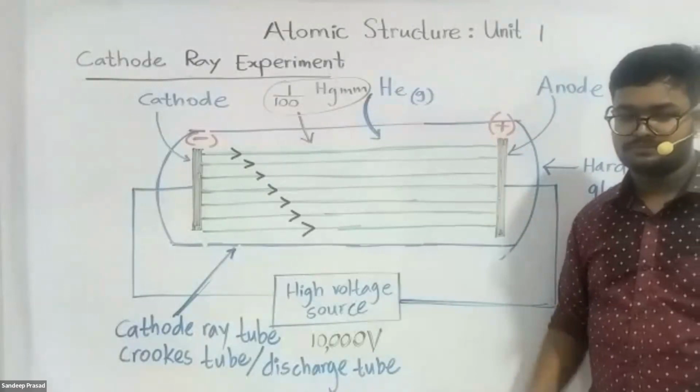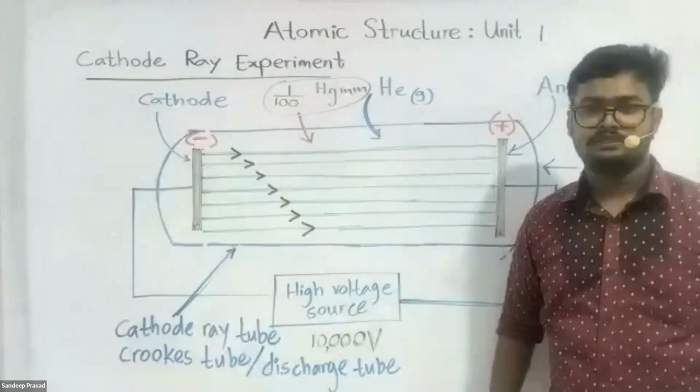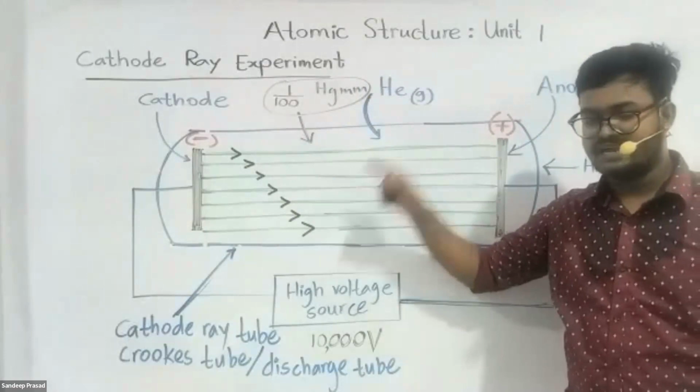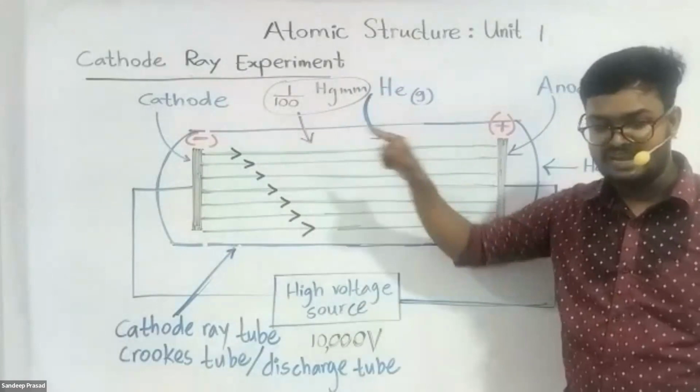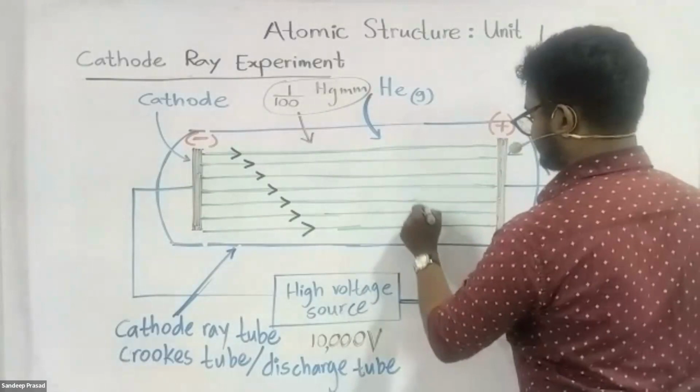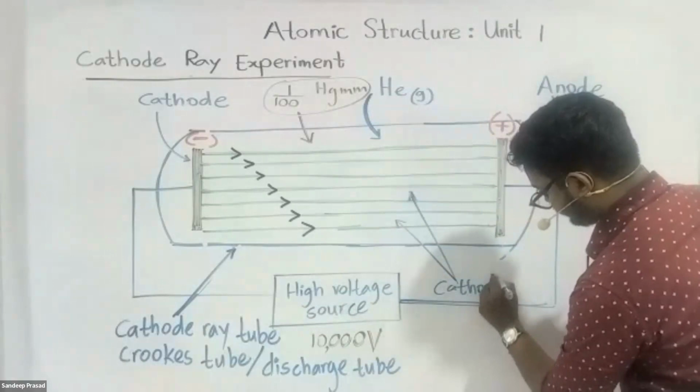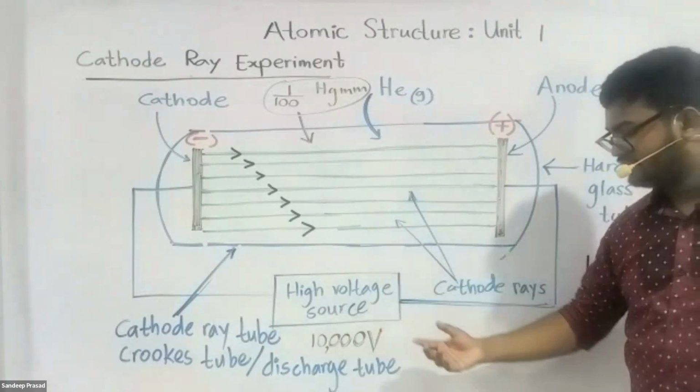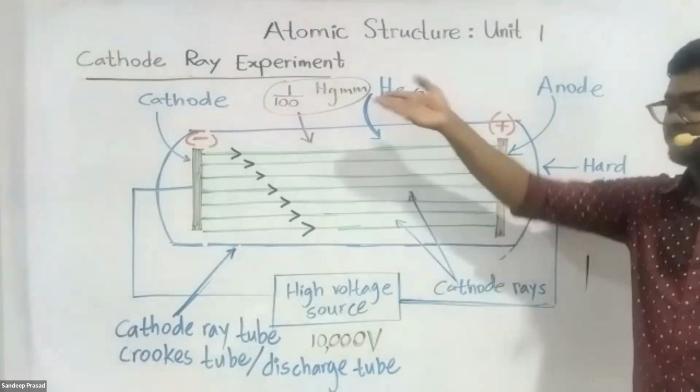Since these radiations are emitting from the cathode, remember these radiations are starting from the cathode, they gave a name for these radiations. What is the name? Cathode rays. What is the name that they have used for these radiations? These are cathode rays. Now can you understand why they have called it the cathode ray tube? Cathode rays are emitting from the cathode, so therefore they called it the cathode ray tube.